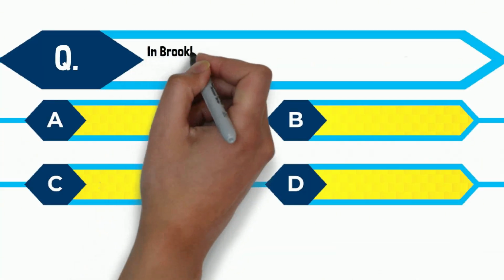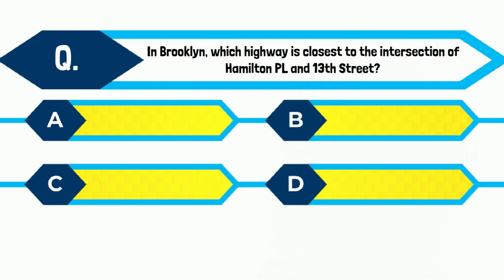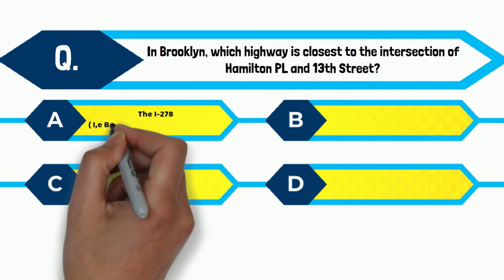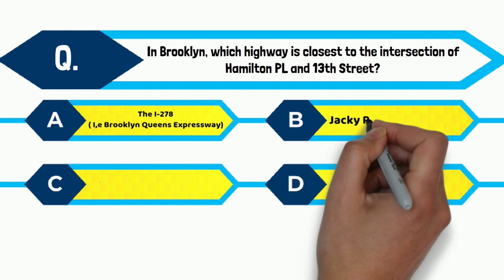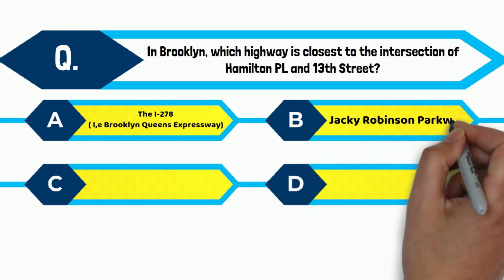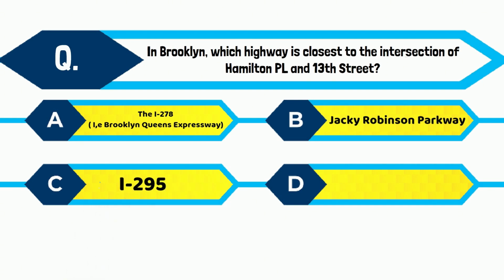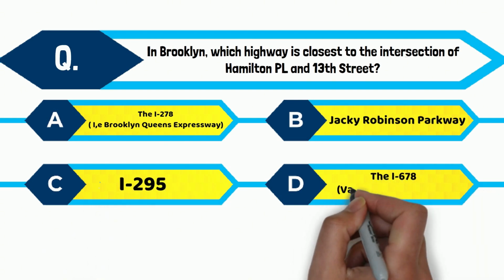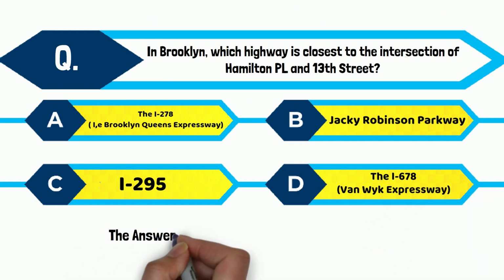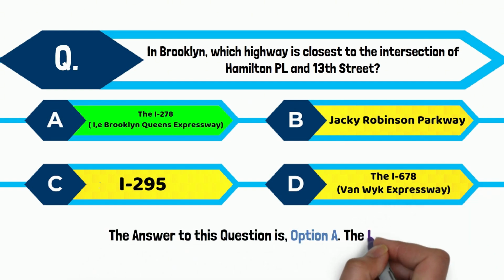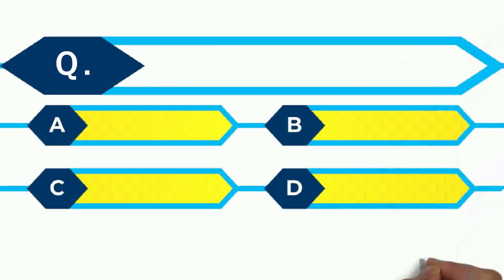In Brooklyn, which highway is closest to the intersection of Hamilton PL and 13th Street? Option A, the I-278, that is Brooklyn Queens Expressway. Option B, Jackie Robinson Parkway. Option C, I-295. Option D, the I-678, Van Wyck Expressway. The answer to this question is option A, the I-278, that is Brooklyn Queens Expressway.